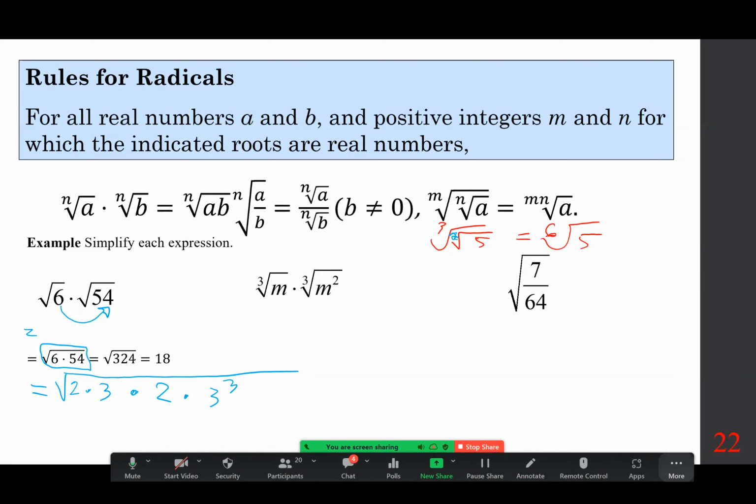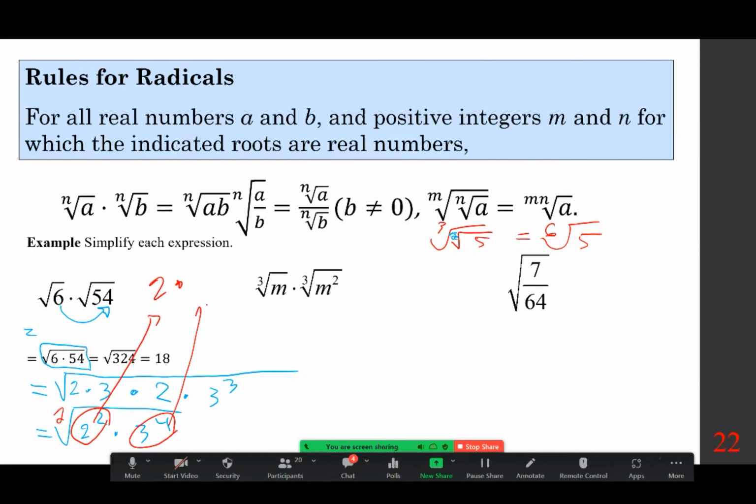So I can rewrite the whole thing as 2 squared, 3 to the power of 4. I'm going to divide the exponent by the index. Remember, when you don't write the index, it is what? 2. So this comes out as 2, and this comes out as 3 squared. 2 times 9 is 18. So this is really an easy way to come up with the answer.